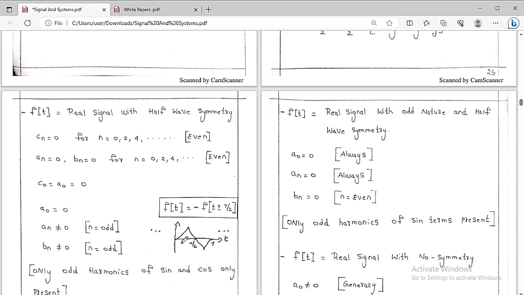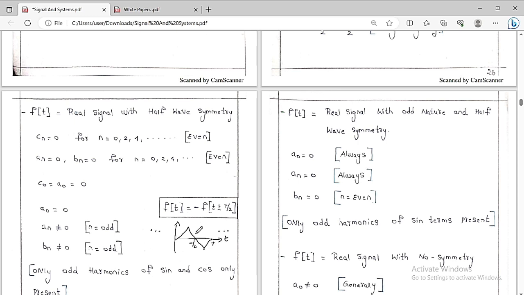Then only we can say that it is called half wave symmetry. So f of t is equal to minus f of t plus or minus T by 2. Therefore, for the given signal f of t, just delay or advance it by T by 2 and flip that signal, means reverse it, so positive will become negative and negative will become positive. Then you should get back the original signal. If that is the case, then we can say it is a half wave symmetric signal.